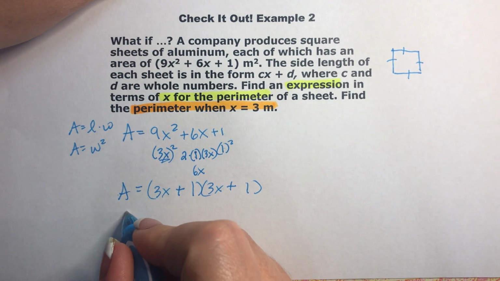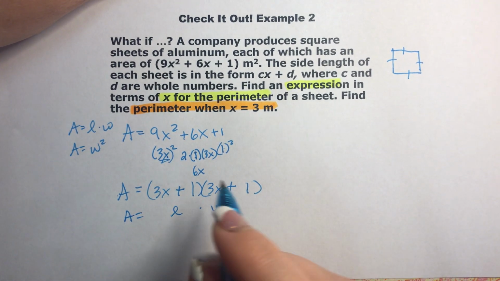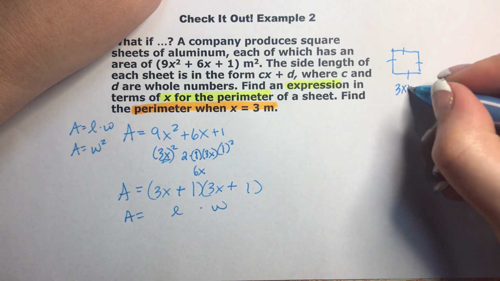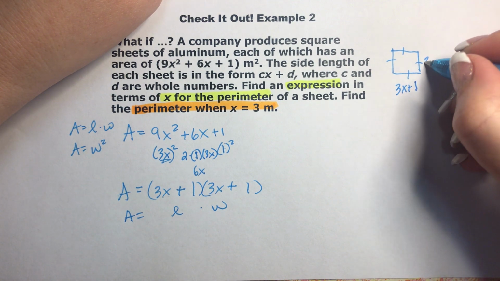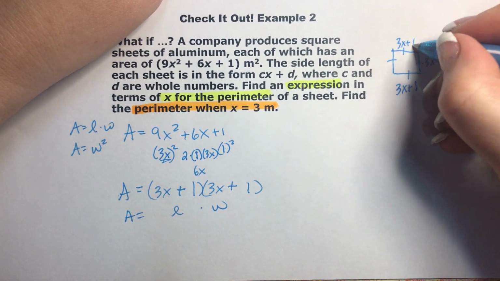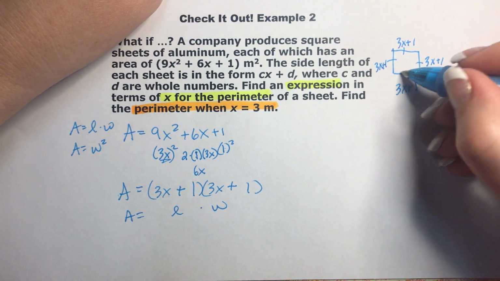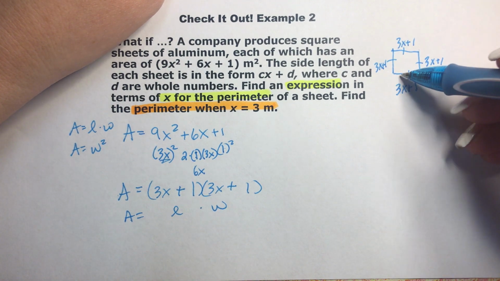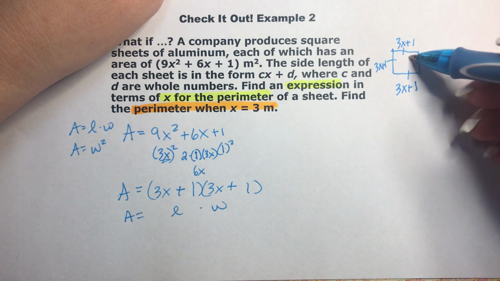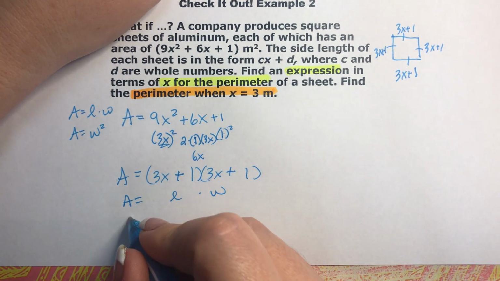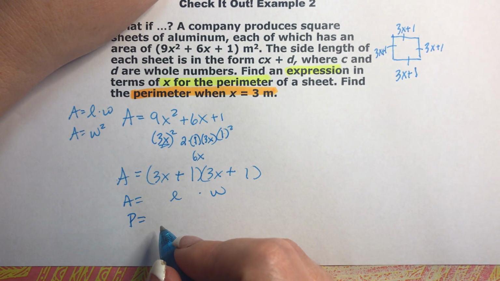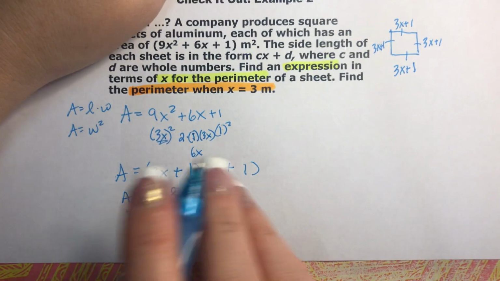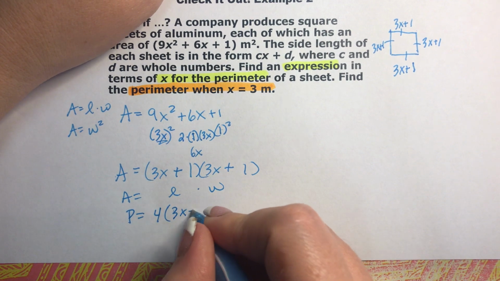Now that I have them multiplied by each other, I know that this is area equals length times width. They are the same thing, which makes sense because it is a square. So that means my side lengths are 3x plus 1, and 3x plus 1, and 3x plus 1, and 3x plus 1, right? So I have to find the distance around, which means you add all these up. Or since they're all the same, instead of going 3x plus 1 plus 3x plus 1 plus 3x plus 1 plus 3x plus 1, you can do the shortcut, which would be 4 times 3x plus 1.